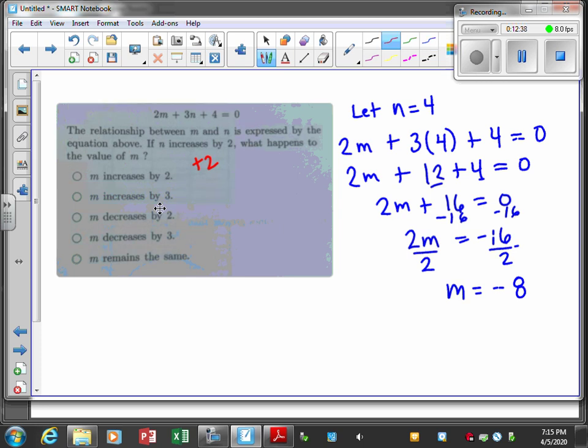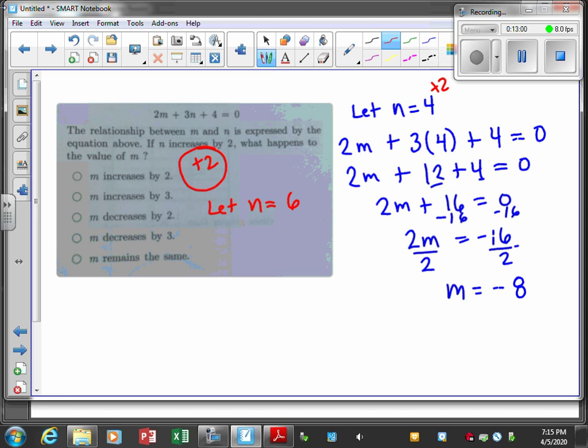Now the next thing we want to do is increase m by 2. So I'll say let n equal 6. Let me move it so I have more room. Let n equal 6, because I increased it by 2. Now I want to see what happens.